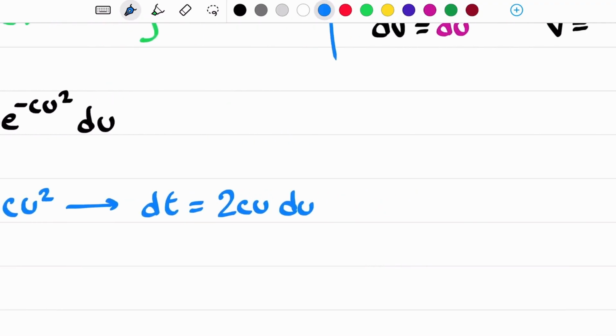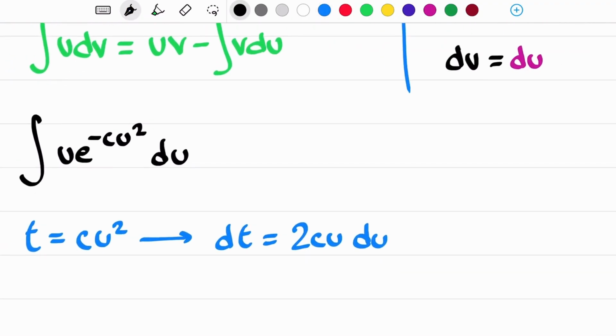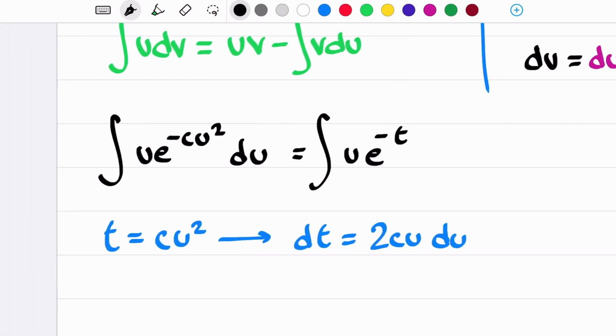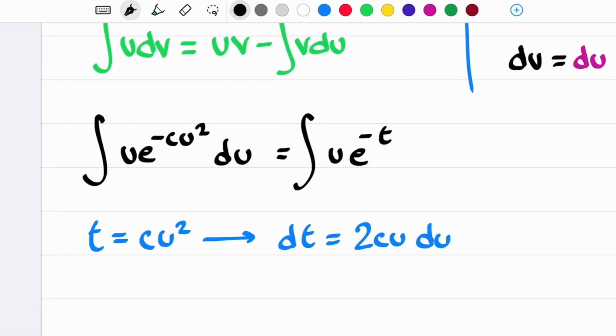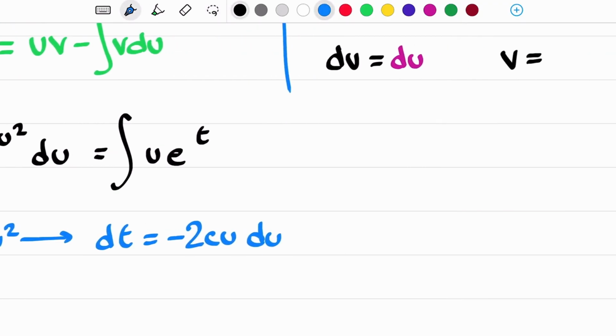Cool. And again, there are no bounds. This is an indefinite integral. We need a function. So we're going to have u e to the negative t. And actually, I could have just let t equal negative cu squared. I'm not really sure why I did that, but yeah, you know what, I'll do that real quick. I don't know why I left the negative sign out. If we keep the negative sign in there, then this derivative over here is just going to be negative. No big problem.